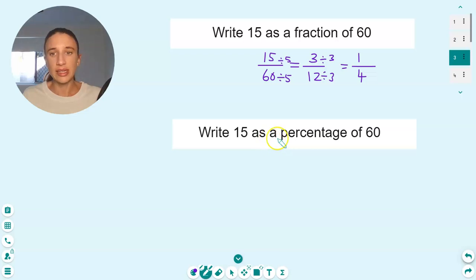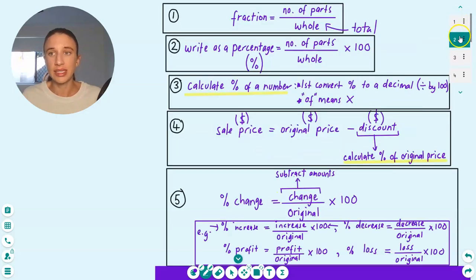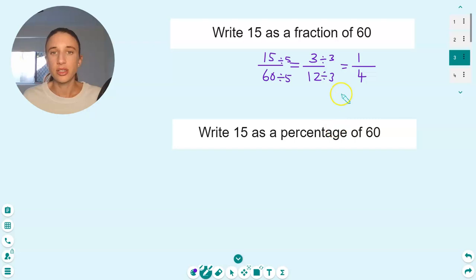Now it's saying write 15 as a percentage of 60. Okay, percentage is the fraction. So if we come back to formula 2, sorry, writing a number as a percentage of a number is the fraction times 100. Fraction times 100. And I've got my fraction over here. I'm just going to write it from the start actually. So fraction times 100. And I know that 15 over 60 was 1 over 4. So I can simplify it there.